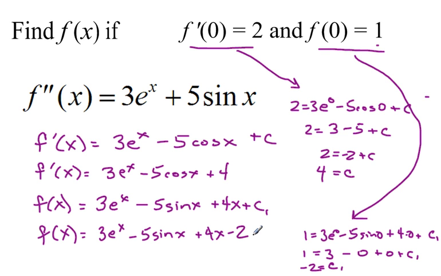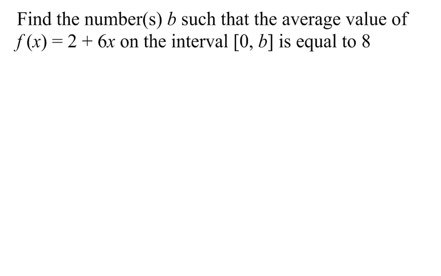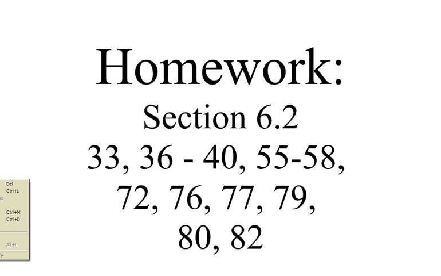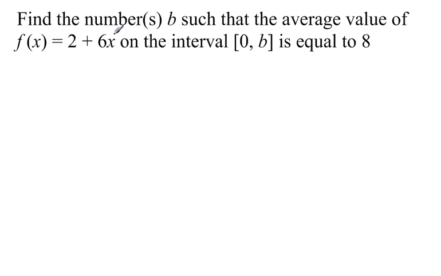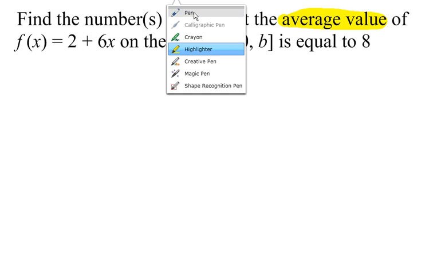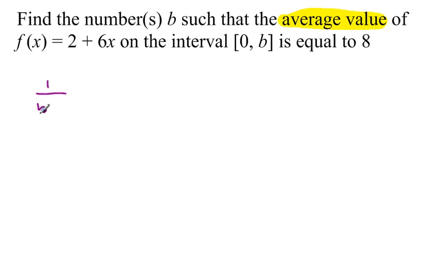All right, we've got one last problem to go through. And this one's a little different than the others. We are asked to find the number or numbers b such that the average value of f of x equals 2 plus 6x on the interval 0 to b is equal to 8. Now this looks so different, it might get your blood pressure up a bit. But the first thing you should grab onto is average value, and say, oh, I know the formula for average value. Average value is 1 over b minus a, where that's my interval. Oh, here's my interval. So my interval doesn't go from a to b, it goes from 0 to b.